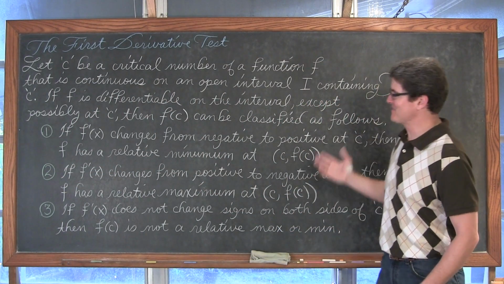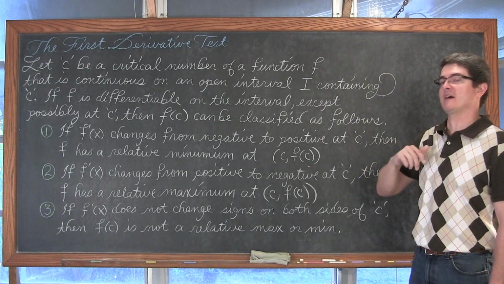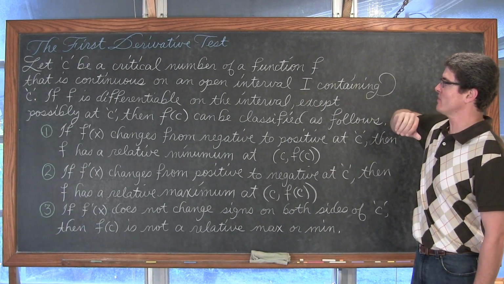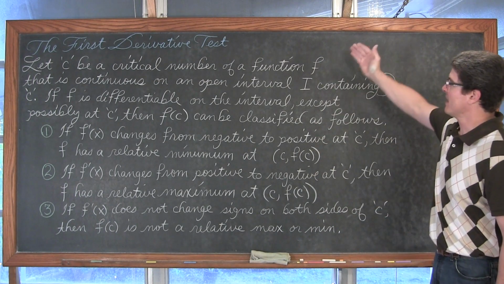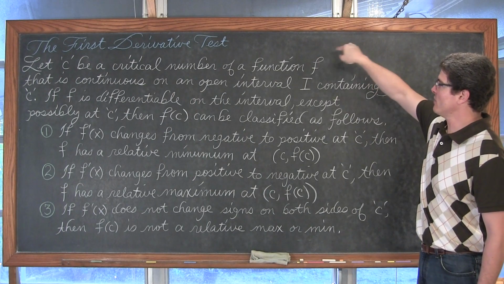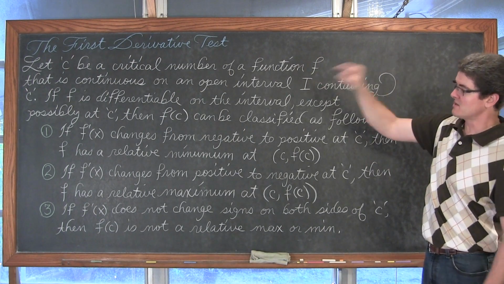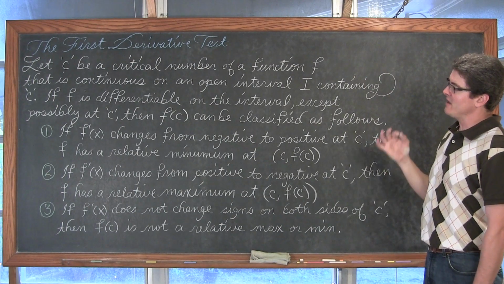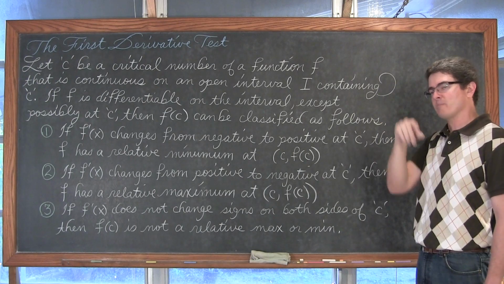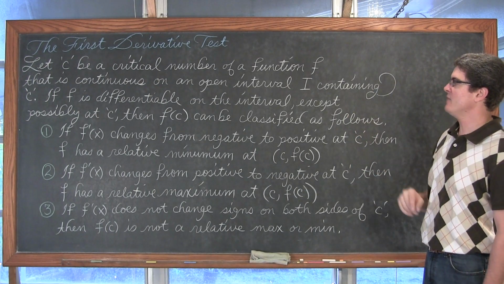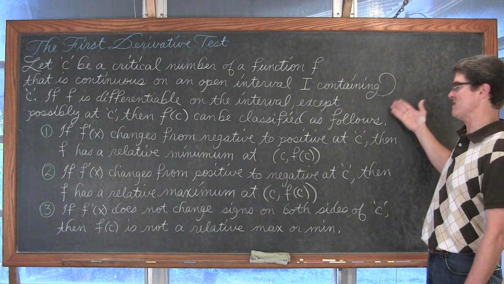To put into formal introduction what I had in that previous diagram, the first derivative test. Let c be a critical number of a function, again, first derivative equal to 0 or undefined, of the function f that is continuous on an open interval I containing c. If the function f is differentiable on the interval except possibly at c, like those sharp bends I was talking about, then f of c can be classified as follows.